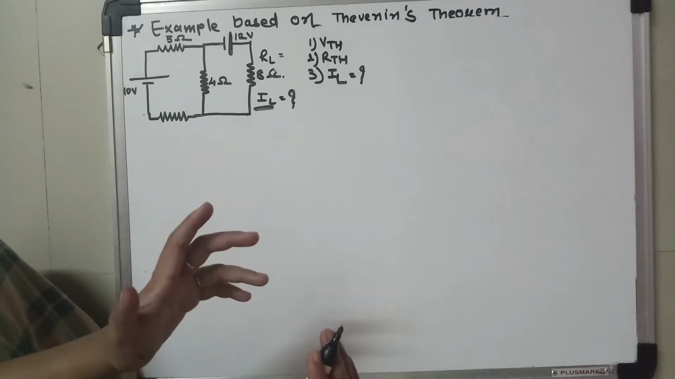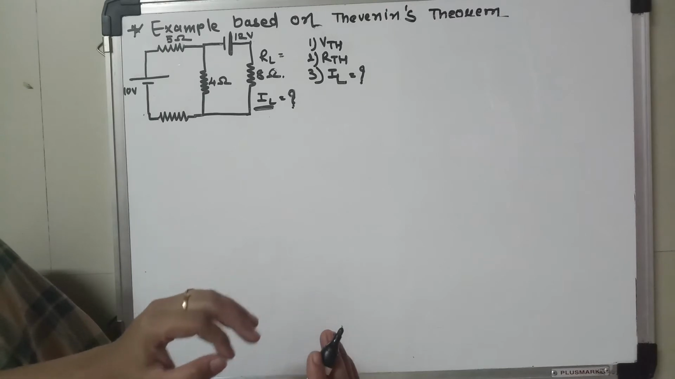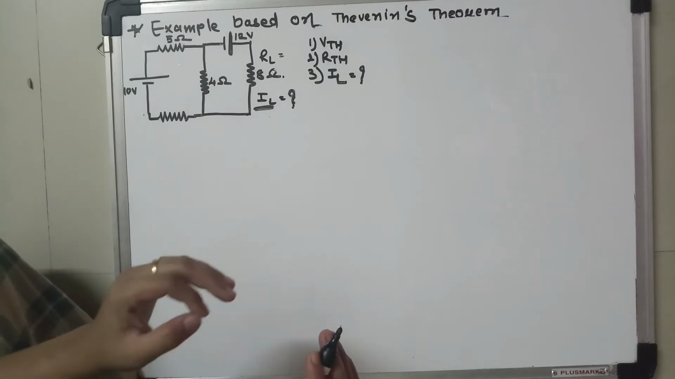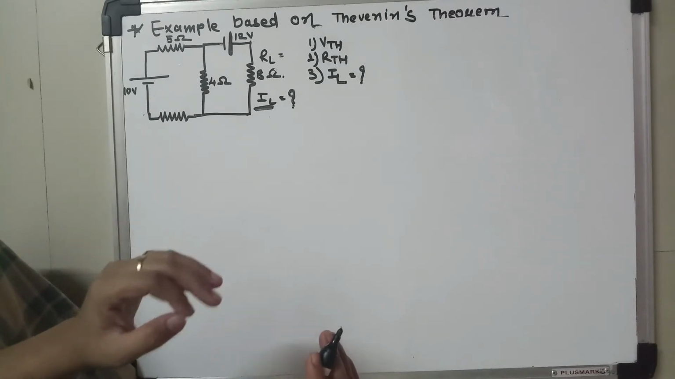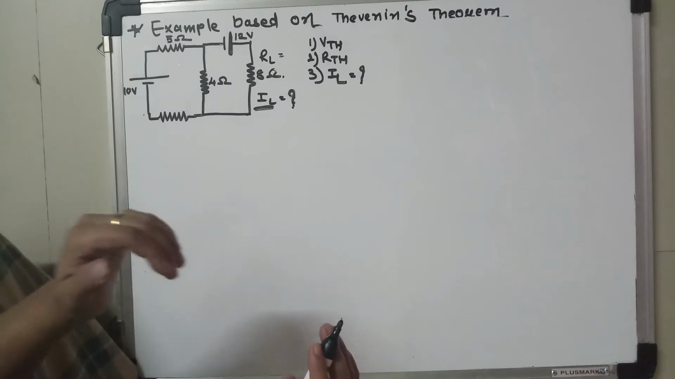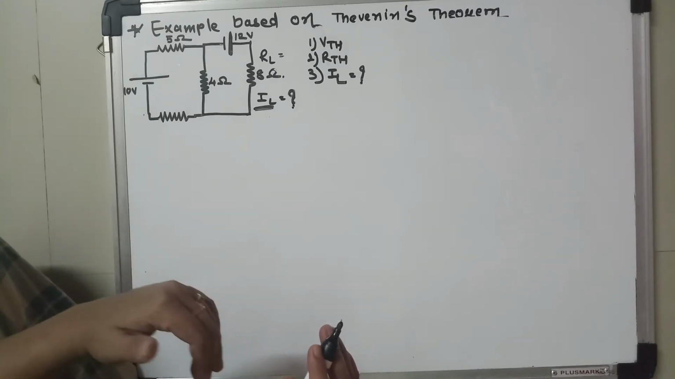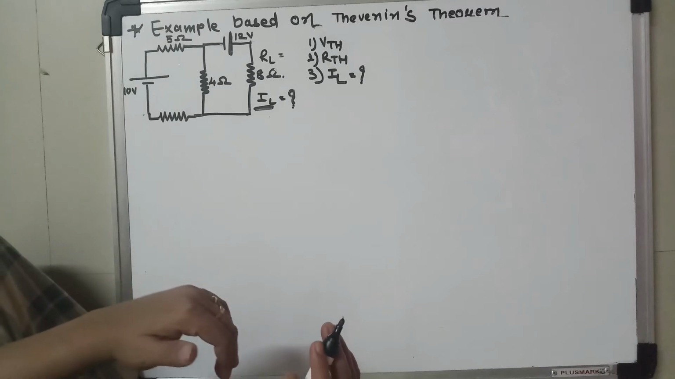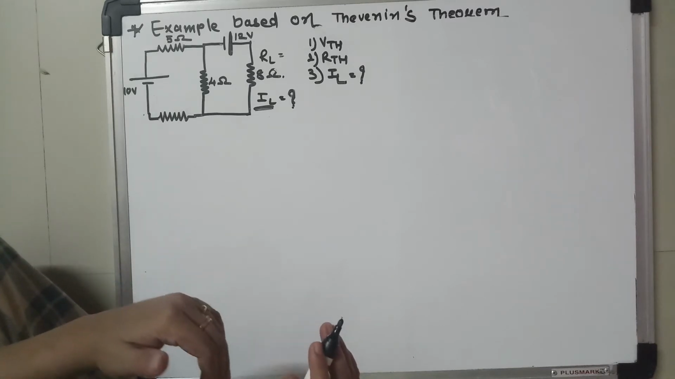Now what is the application or use of the Thevenin theorem? The Thevenin theorem is particularly applied to find out the magnitude and the direction of the current flowing through a component or element or any resistance of interest.